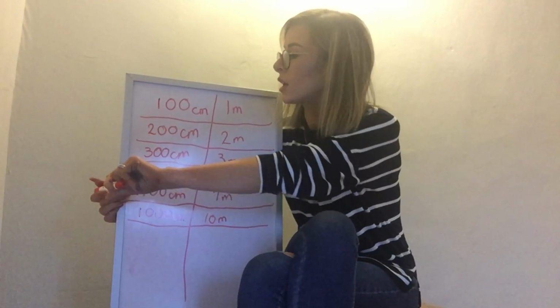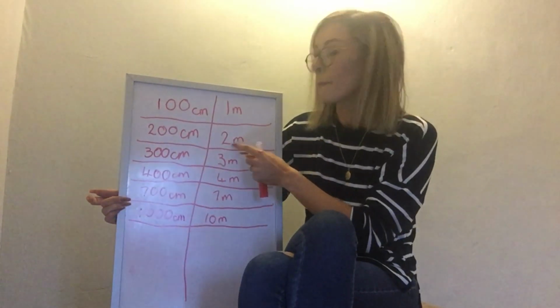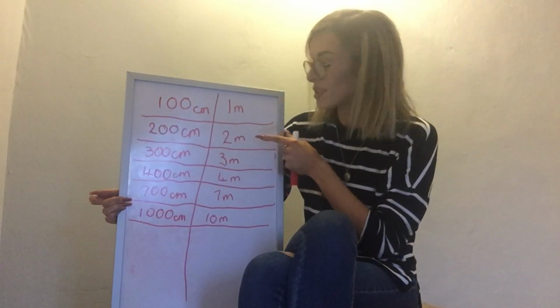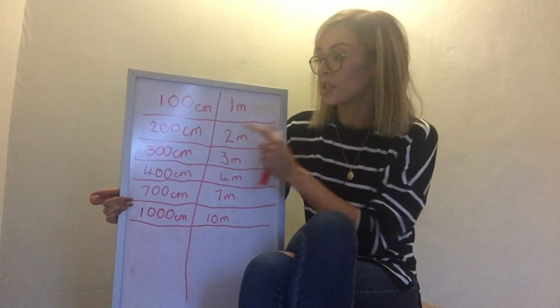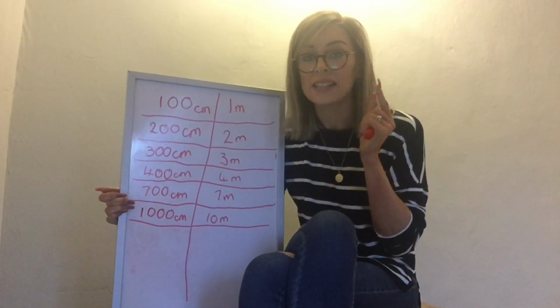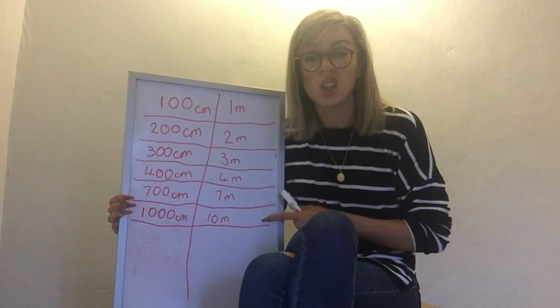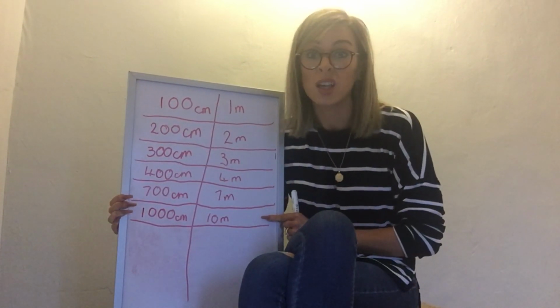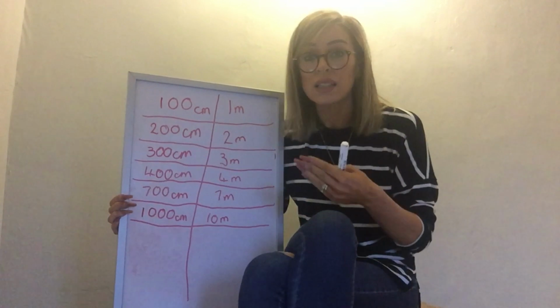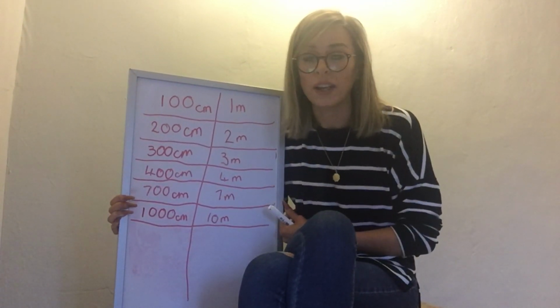Okay, now what you can probably spot is that we are timesing by 100. So if we start with our metres and we times it by 100, we get our centimetres. See, that's cent, we're timesing by 100. So that is a quicker method that you can use once you're getting used to this. But for now, we're going to use the method of starting with a fact that we know.